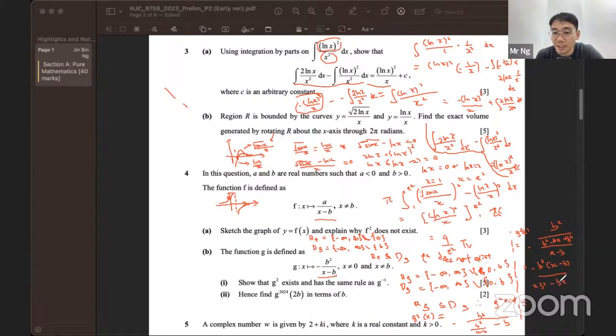So divide by bx minus b on both sides. Let me do that. Can I do something wrong? Oh.